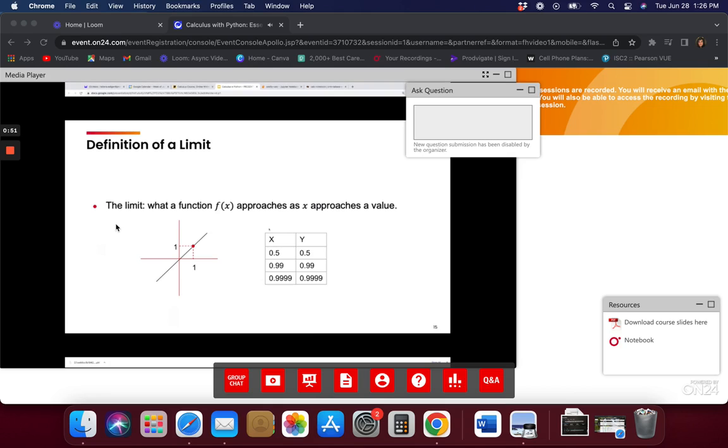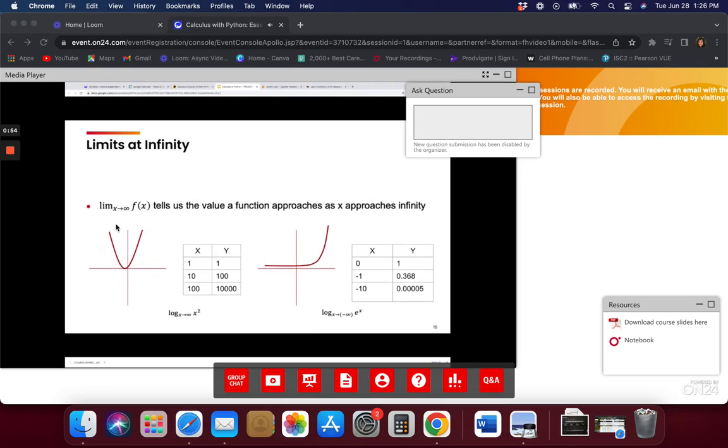So if we take a look at limits at infinity, here's where it gets a little bit more interesting. For this function, y equals x squared, or f of x equals x squared, we want to take a look at what happens as our value of x approaches infinity. Here we can see 1 brings us to 1, 10 brings us to 100, 100 brings us to 10,000. So as x keeps getting larger, we also approach infinity in the y direction. And in fact, we approach it at a much faster rate because it's x squared.